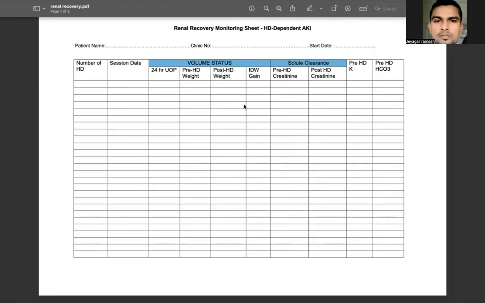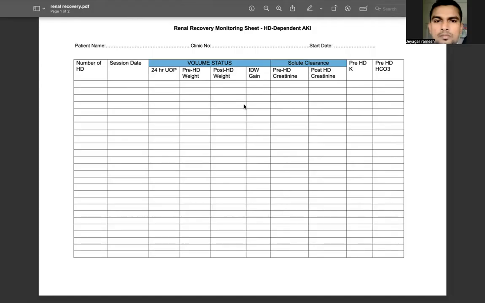No. If the patient is hemodynamically stable and if there are no pressing indications to keep the patient inpatient, you can discharge the patient and space out the dialysis and assess the renal recovery as an outpatient. So that is the aim of this presentation. So how do we assess? What is the first sign of renal recovery?